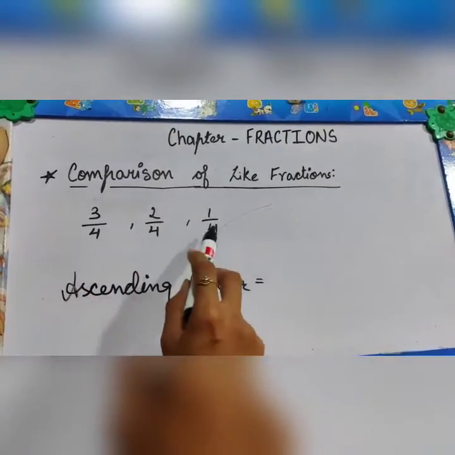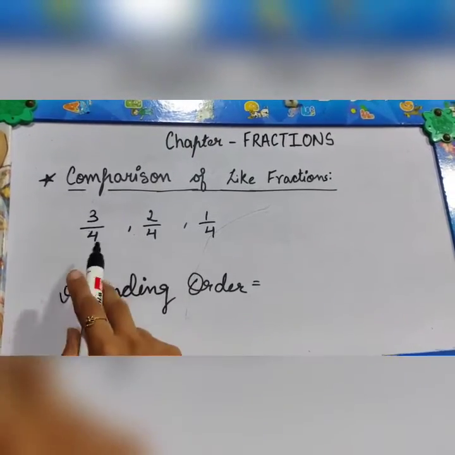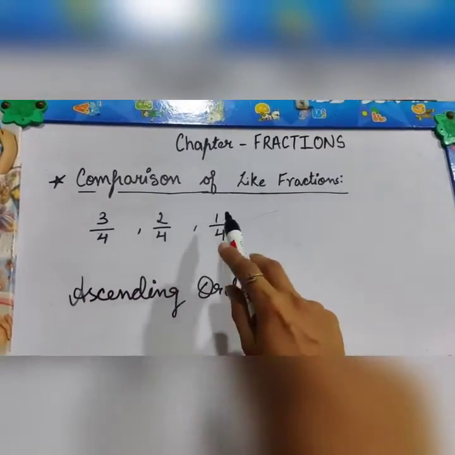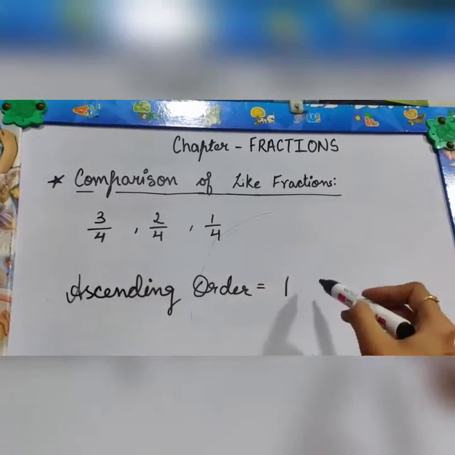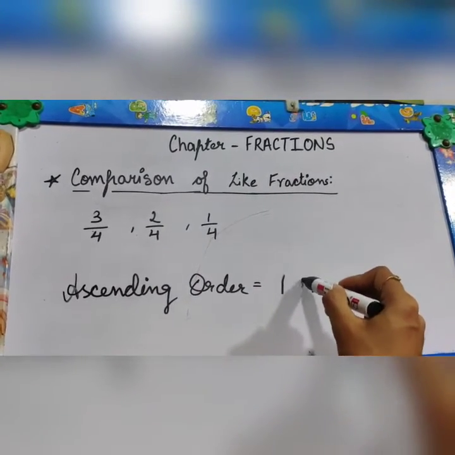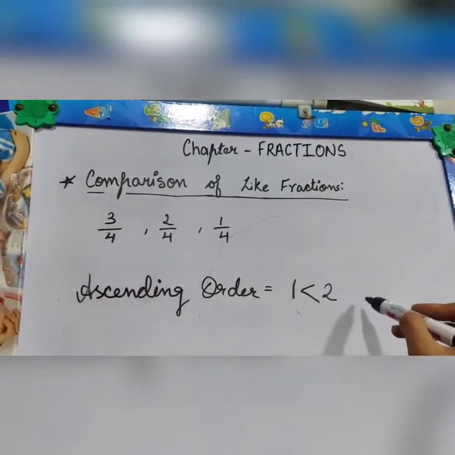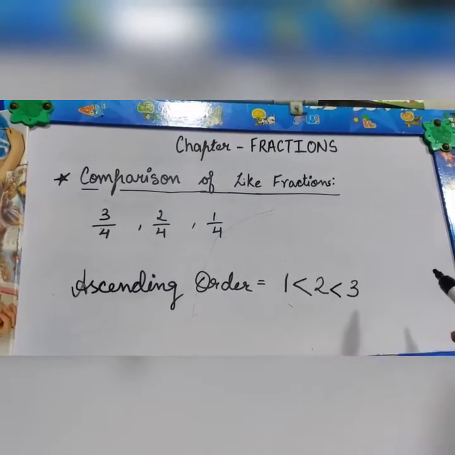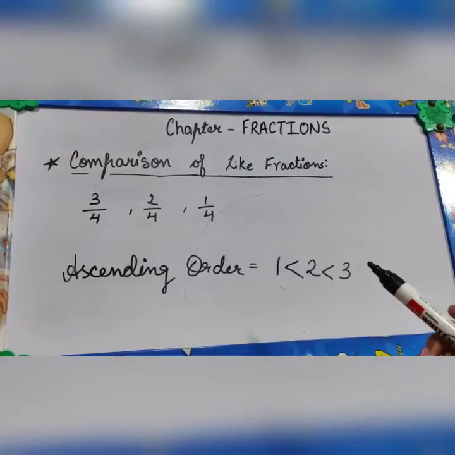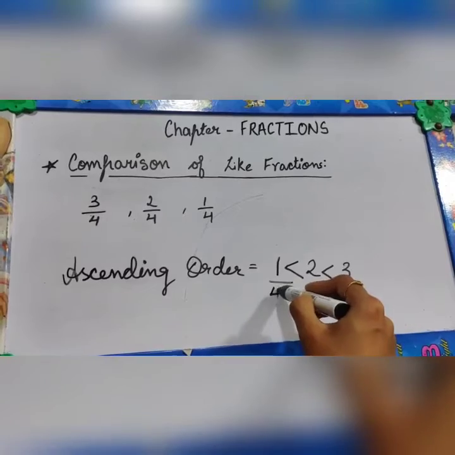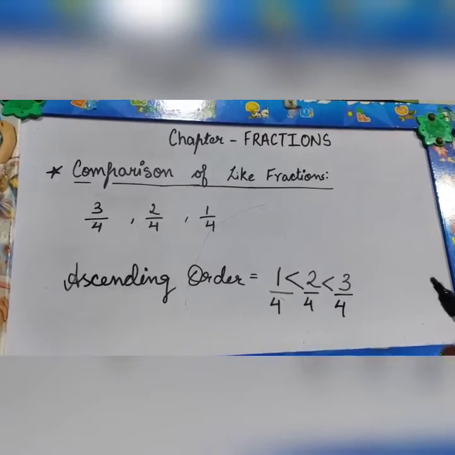As our denominators are same, so we will arrange our numerators in ascending order. So among them, smallest number is 1. So first we will write 1. Then after 1 it comes 2. So 2 is greater than 1, so we will put less than sign. Then after 2 it is 3. Then again we will put less than sign. So we have arranged the numerators in its ascending order and its denominator is same. So we will put denominator at the bottom. So we have arranged these numbers in ascending order.